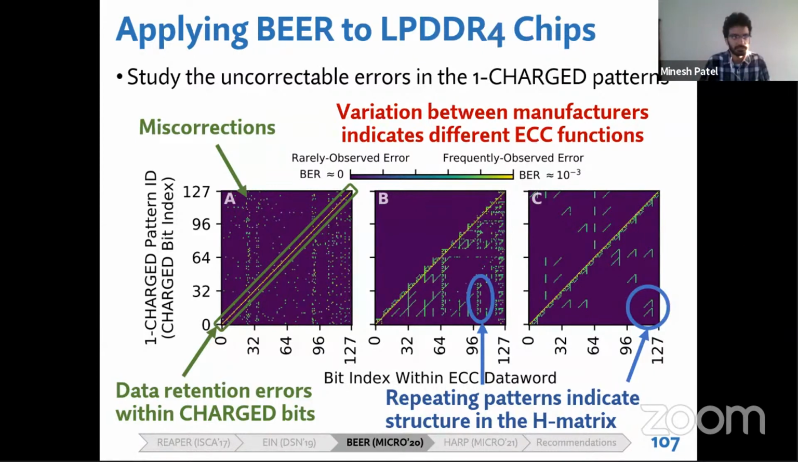I think, yeah, potentially that limitation sort of exists here too, right? As I was explaining, in the data retention error experiments that we conduct, you do spend a lot of the time in the test simply waiting for data retention errors to occur. And from the perspective of quickly testing many devices, that can be a limitation.